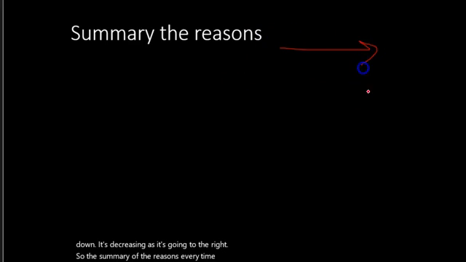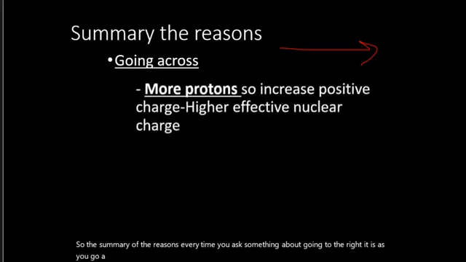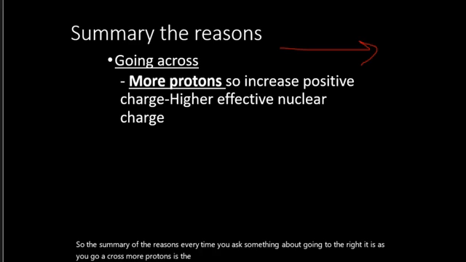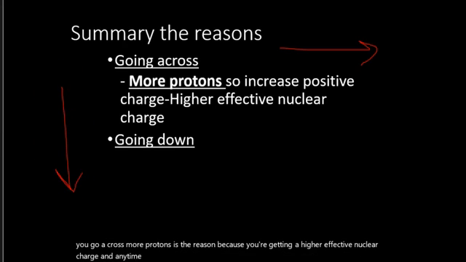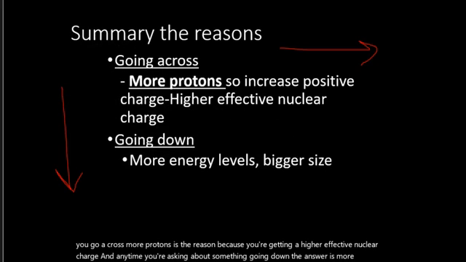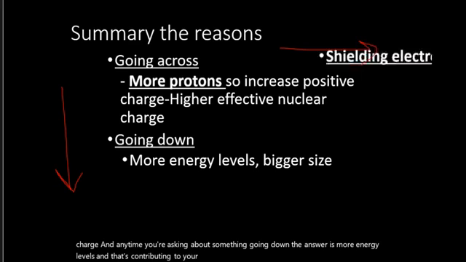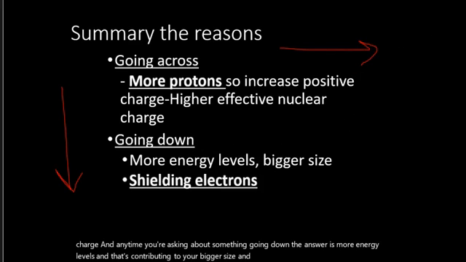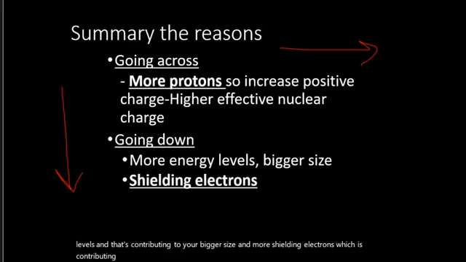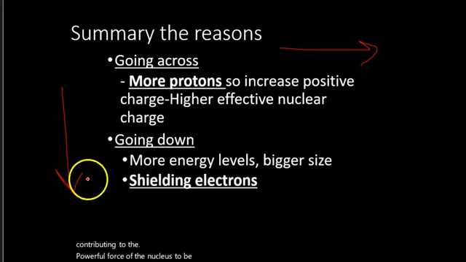So the summary of the reasons: every time you ask something about going to the right, as you go across, more protons is the reason, because you're getting a higher effective nuclear charge. And anytime you're asking about something going down, the answer is more energy levels. And that's contributing to your bigger size, and more shielding electrons, which is contributing to the powerful force of the nucleus being minimized by the electrons in the individual extra energy levels.